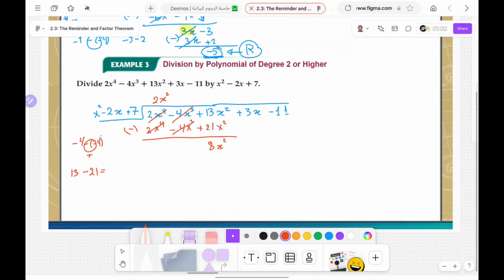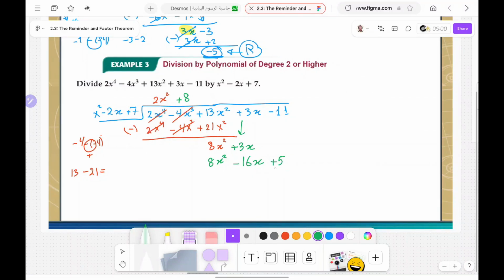Now, after I finished the first term, I take this one down, which is plus 3x. Now let's repeat the same step. We take the first term and divide by the first term, so the answer is equal to positive 8. Now we distribute, so it will be 8x squared, minus 16x, because 8 times negative 2 is negative 16x. Then 8 times 7 is equal to positive 56.